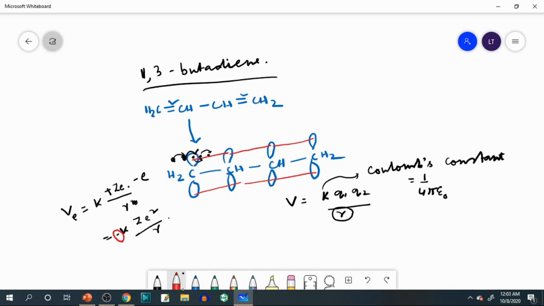The whole numerical value will be less, and since there is a minus sign here, with an increase in distance the potential energy will also increase, and with a decrease in distance of the electron from the nucleus, the potential energy will drop. So if we plot this, what will happen? You will get a curve like this.